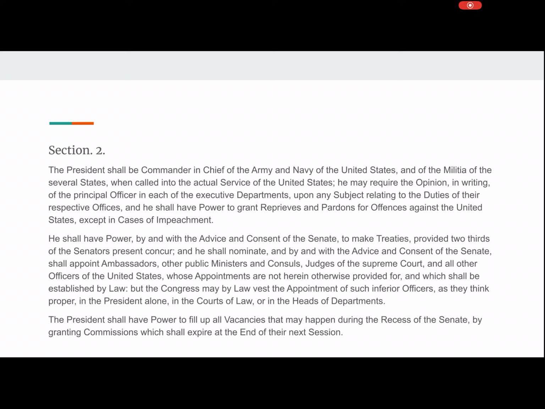So this is basically saying he's in charge of the army, and he's going to appoint ambassadors and any ministers or consuls or judges, but they have to be approved by the Senate. So again, it's that check and balance thing that's going on with the Senate and the President and the House of Representatives, kind of making sure no one person has supreme power.